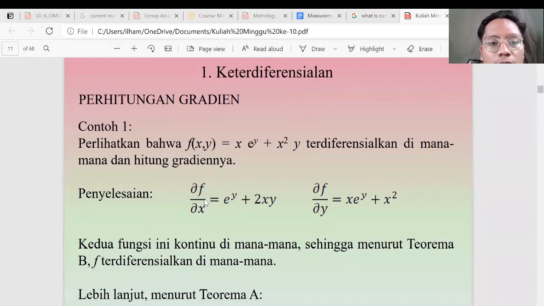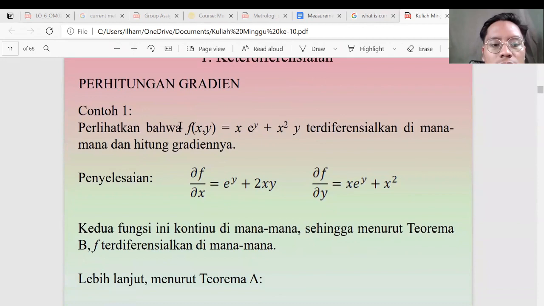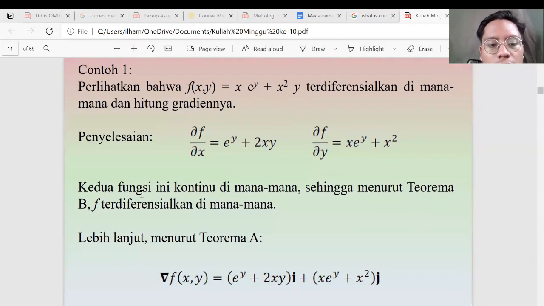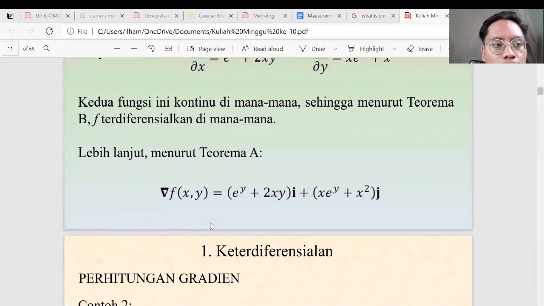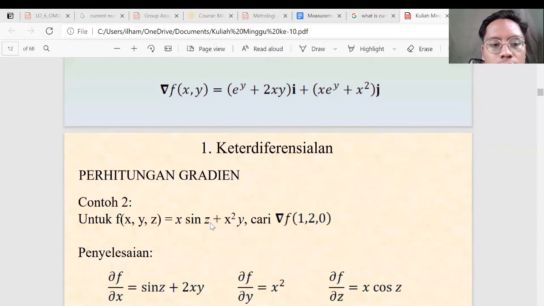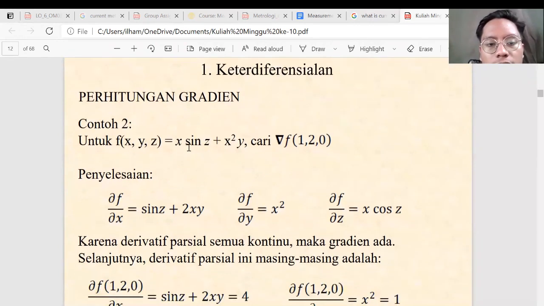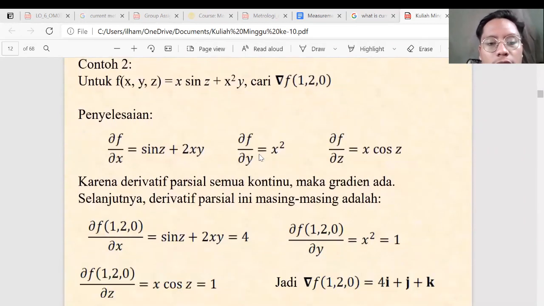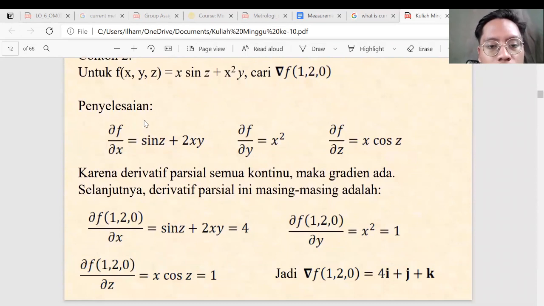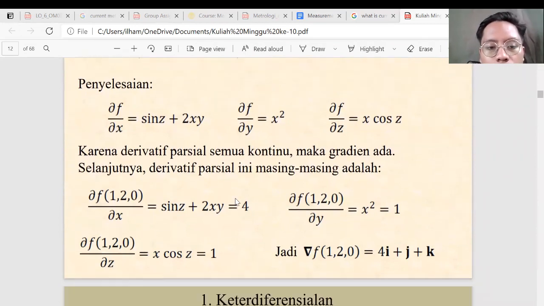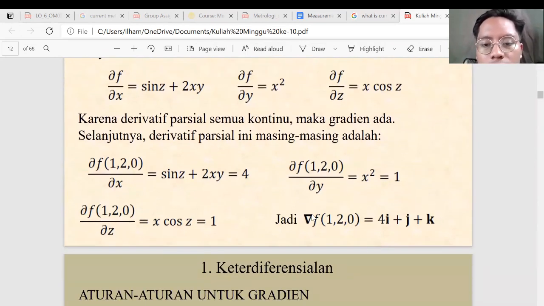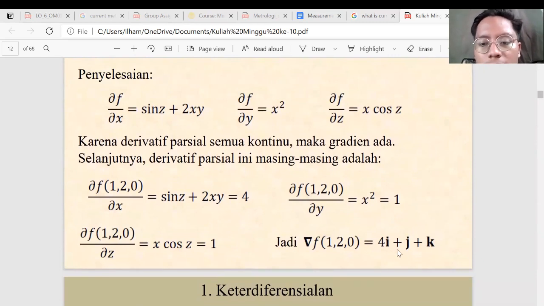And this is an example of the gradient equation. And this is the second example. This is the third equation, as you can see, with x, y, z. This is xz plus xy, such that ∇f at (1, 2, 0), and this is the solution. So the final result is 4i plus j plus k.